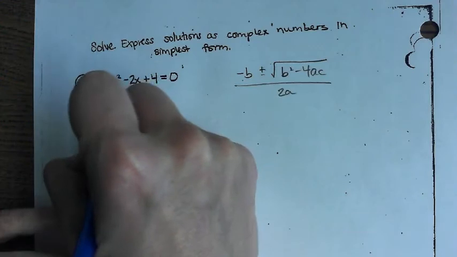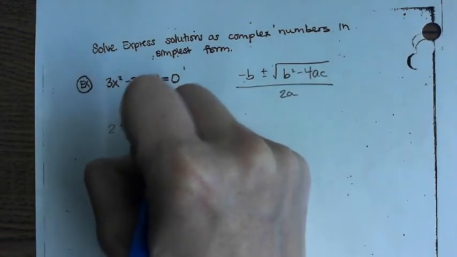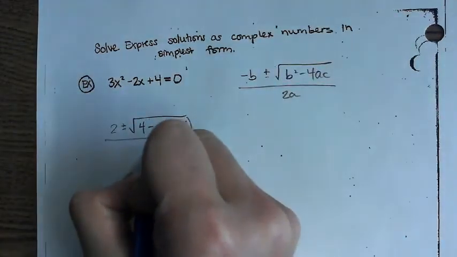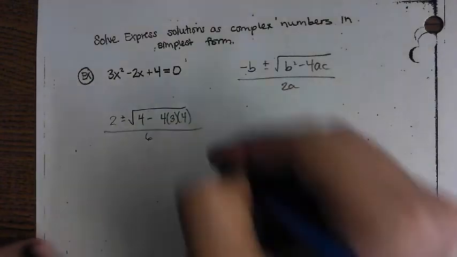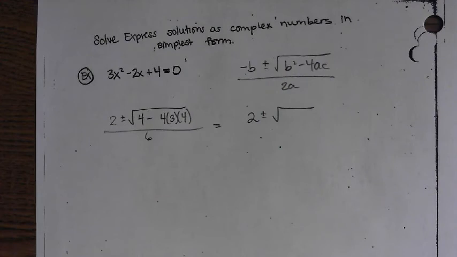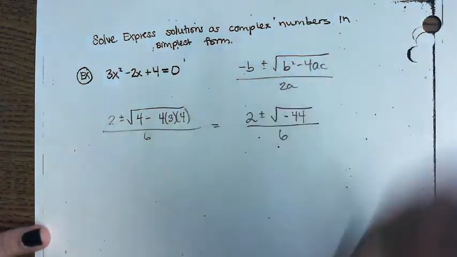Plus or minus the square root of. I also like to square b right off the bat, and what's that going to be? 4. And I double a as well to save myself some time. So I get 2 plus or minus the square root of 4 minus 12 times 4. What's 12 times 4? 48. 4 minus 48. Very good. All over 6.